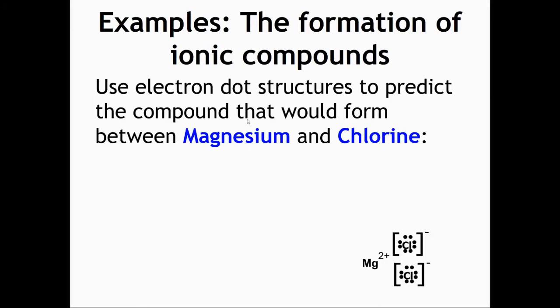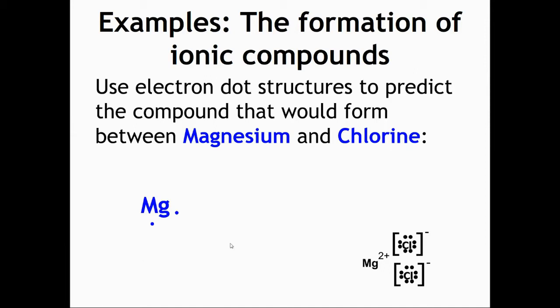Okay, let's try another one. Let's try magnesium and chlorine. So here you have to identify your metal and your nonmetal. Magnesium is your metal, chlorine is your nonmetal. So we write our metal first because we want the cation to go first, and then we're going to write our nonmetal second. First of all, we look, magnesium has how many valence electrons?